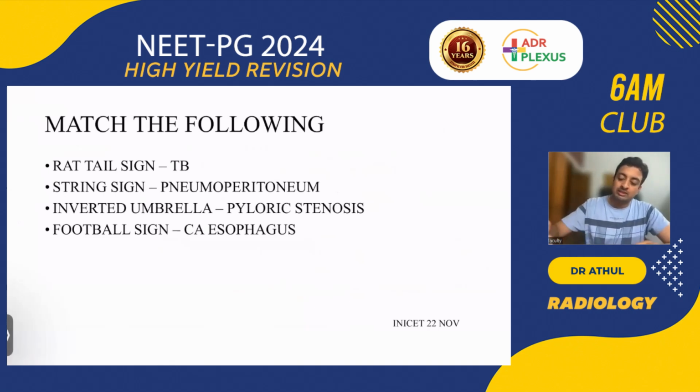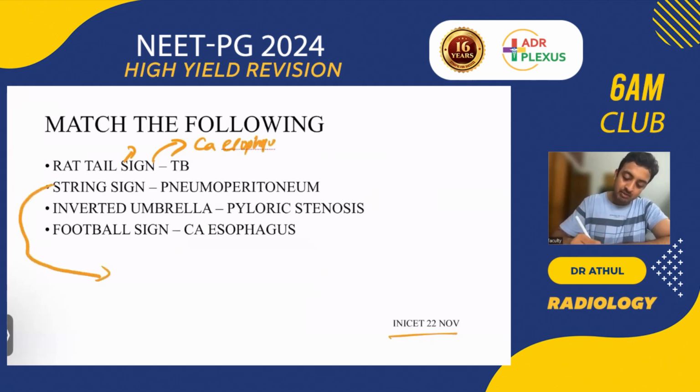So match the following. Actually, these types of questions will be asked in INI-CET only, but just to tell the names of the signs, just 2 or 3 slides are remaining. I will quickly rush through. Rat tail sign is seen in which condition? When you are hearing rat tail, you have to understand that this is carcinoma esophagus. String sign can be seen in either TB or pyloric stenosis. Here the option is pyloric stenosis. Inverted umbrella sign is actually a sign of TB. And football sign is a sign of pneumoperitoneum. So just remember the signs. These signs may be asked.